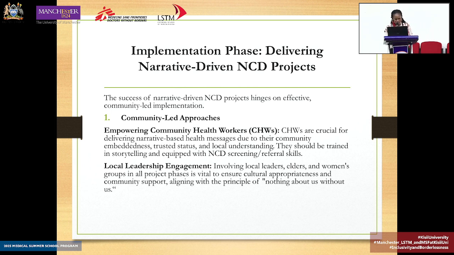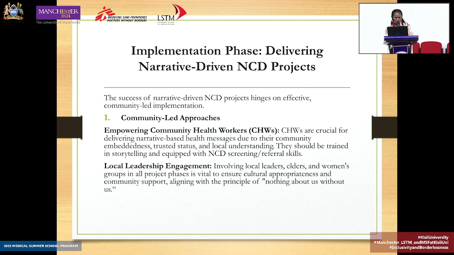And another thing, under the community-led approach, engage the local leadership, because they are very important. You cannot come to a community without seeking permission. That is under the implementation stage.